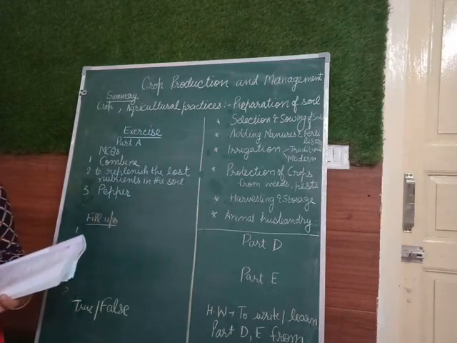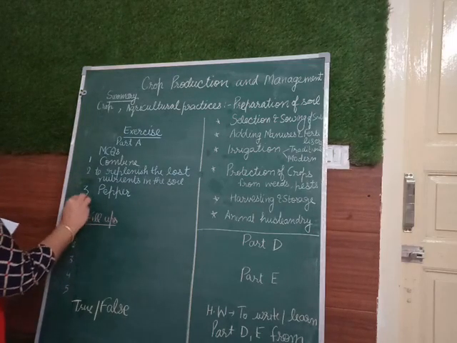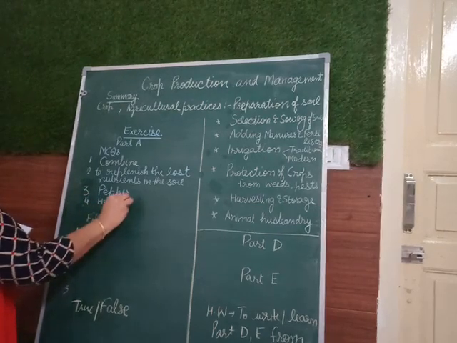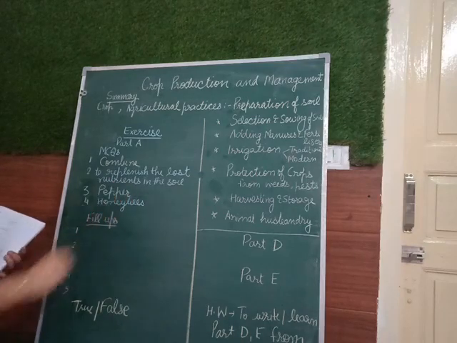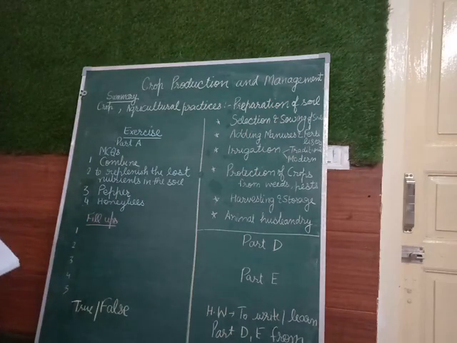Now next, fourth question. Apiculture is the rearing of honeybees. Apiculture is the rearing of honeybees. Who will tell pisciculture? Pisciculture is the rearing of fishes. Yes, very good.